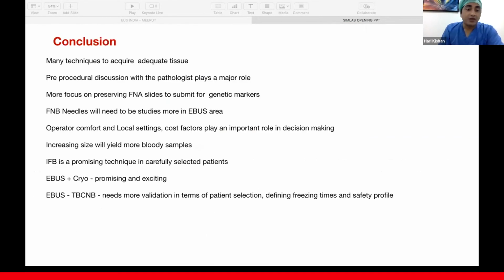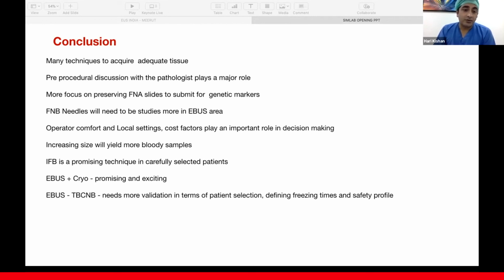So I would like to conclude by saying there are many techniques to acquire adequate tissue. Most importantly, more than what kind of needle or what kind of method you are using, a pre-procedural discussion with the pathologist will play a major role in diagnosis and also in further care of patients. And we should also move to putting more focus on preserving the FNA slides, as the new studies are showing that they have more material for genetic analysis, because once you fix in formalin and then make a block, most of this DNA gets washed away.